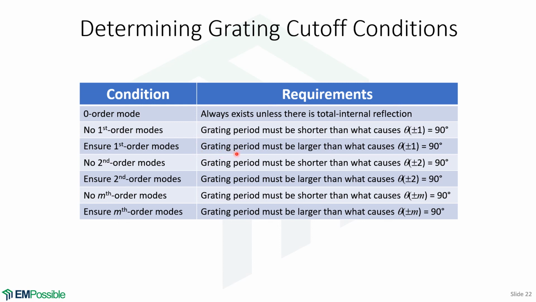We'll have to make sure that the grating period is larger than whatever causes our theta or angle for the plus or minus 1 order modes to be 90 degrees. And we need to make sure the grating period is shorter than whatever causes the angle of the plus or minus 2 order modes to be 90 degrees. And so we would have essentially 2 grating periods we'd calculate from that, and we'd want to operate somewhere in between those. So that's really how it is. I know we didn't go through specific number examples, but we'll do that in separate lectures.